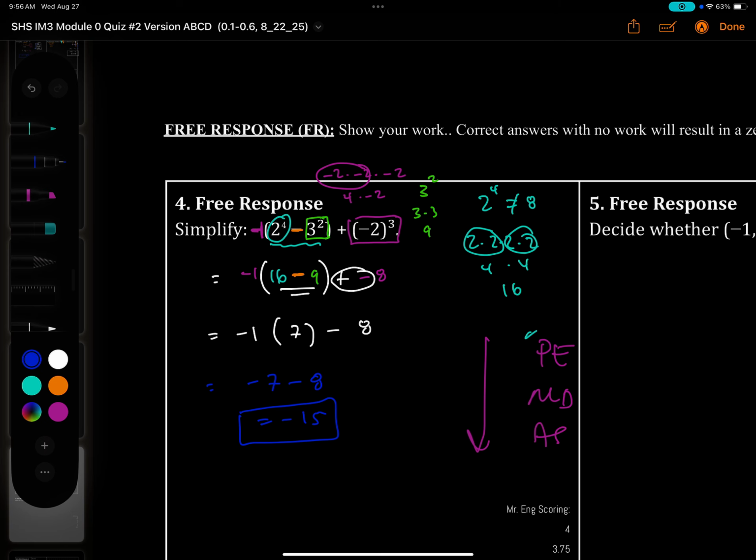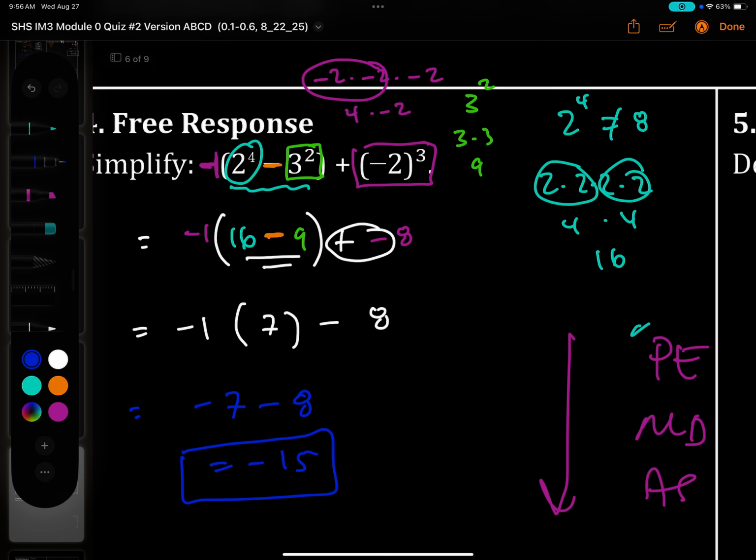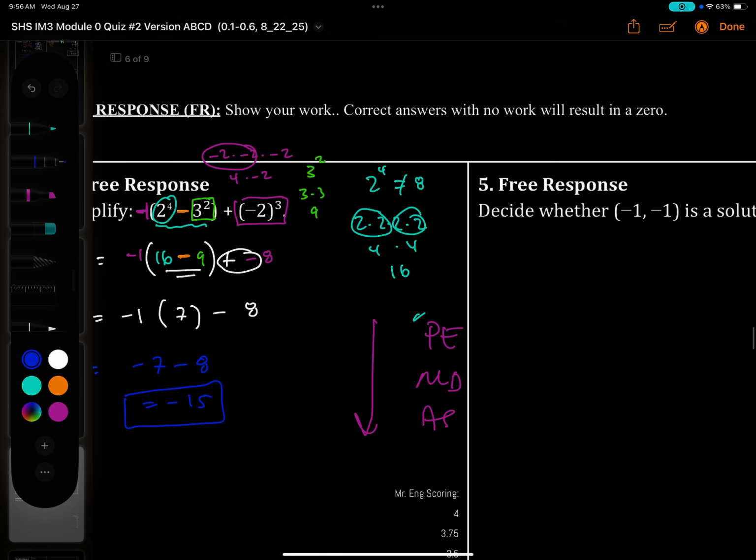Okay, I think the most common mistake is to try to distribute the -1 and then also try to include the -3 as the power of 2 in green there, but that's not true.